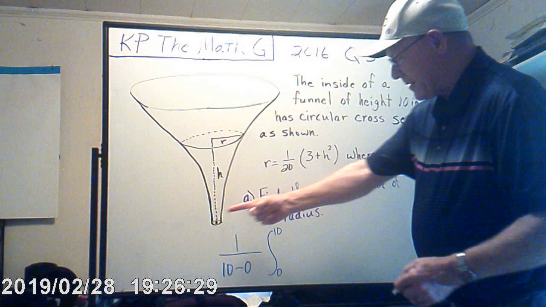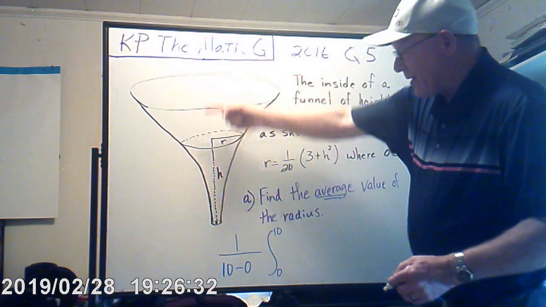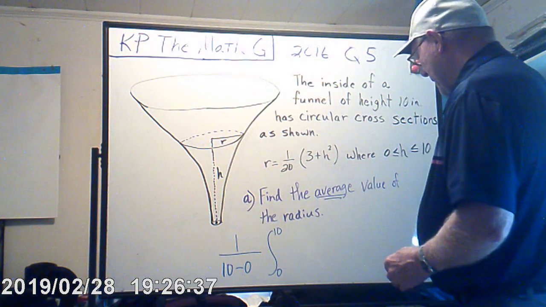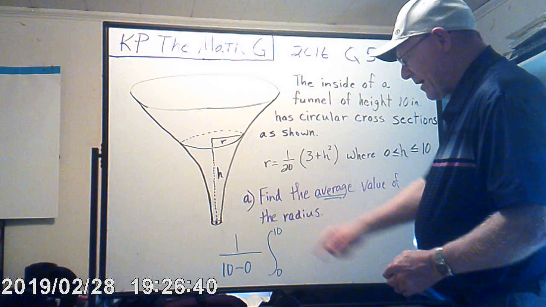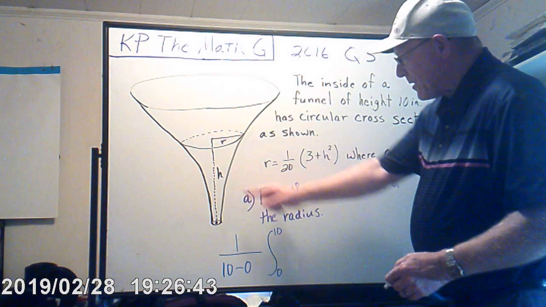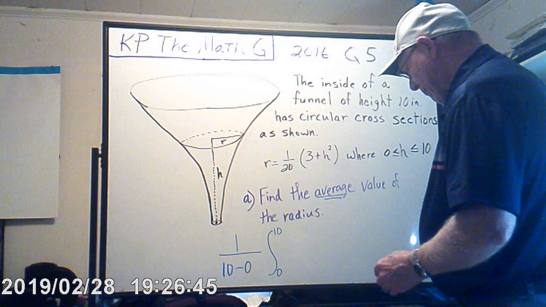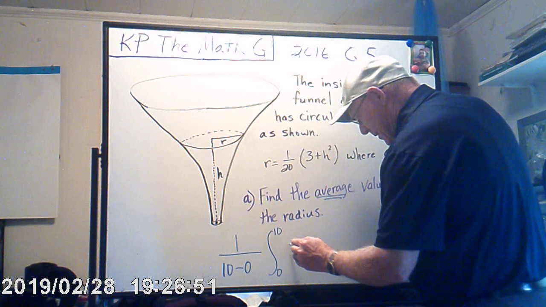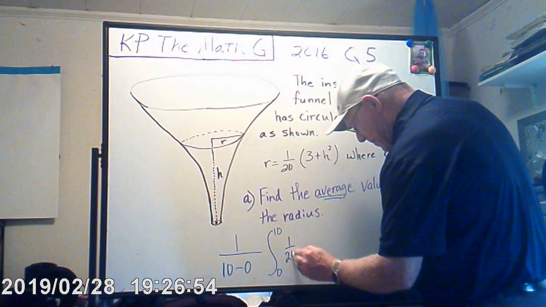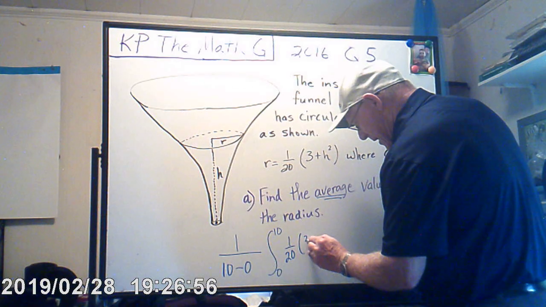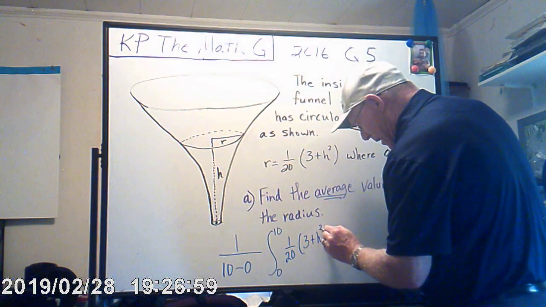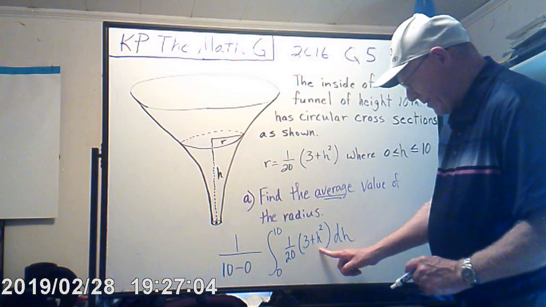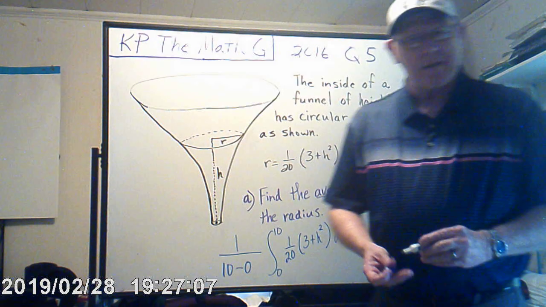This interval could go all the way from 0 to 10, anywhere in between there, including 0 and 10, but we're just picking one, say right here. And of course, we're looking at the equation. So 1 over 20, 3 plus h squared dh. And that's it. If you're dealing with everything in terms of h, this has to be dh.